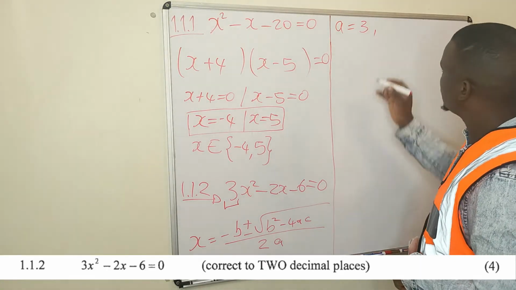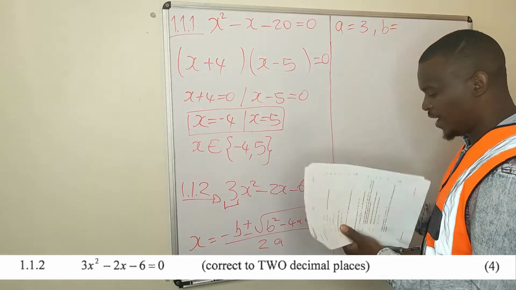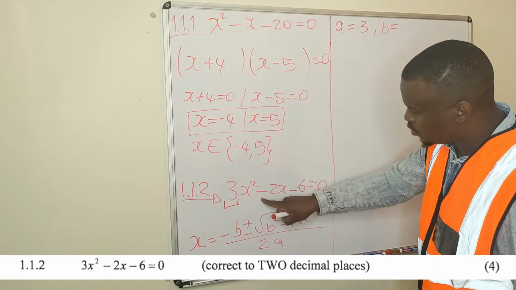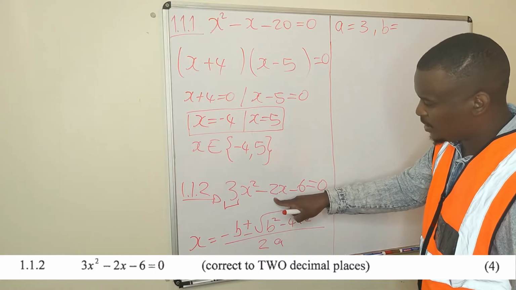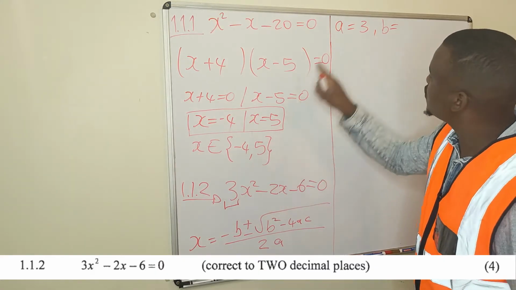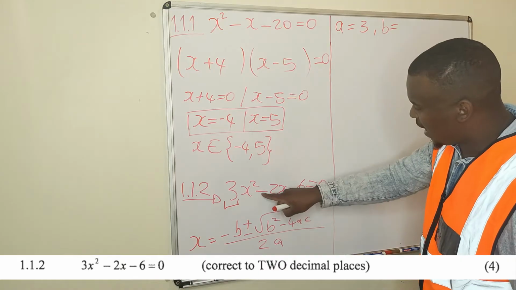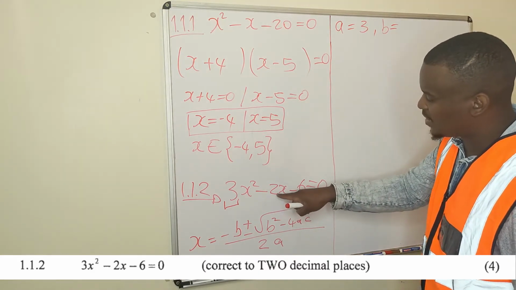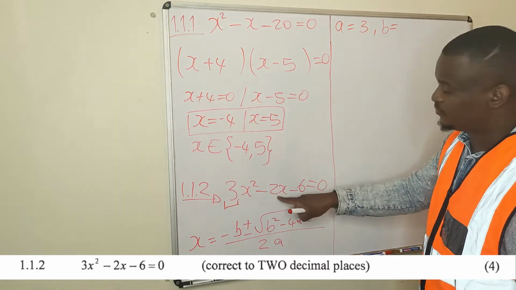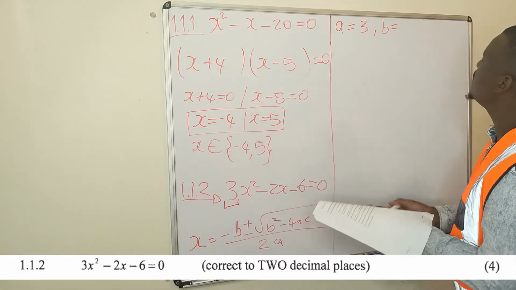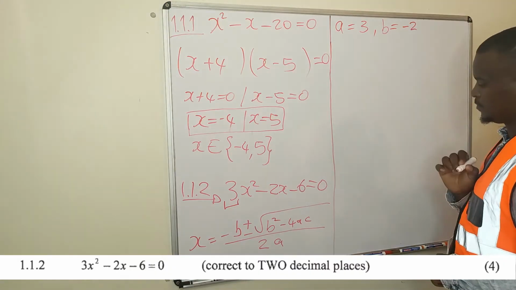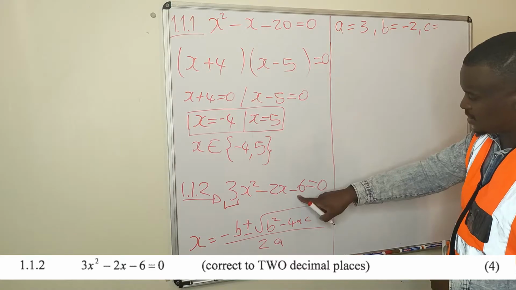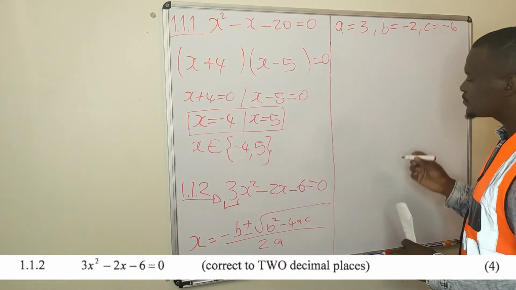What is your b? Your b is the coefficient of x. Here is x. Its coefficient is minus 2. This sign belongs to this term here. And this 3 is positive, so it's positive 3. And this side, the coefficient of x is negative 2. So your b is minus 2. And your c is the constant, the last term, which is minus 6.